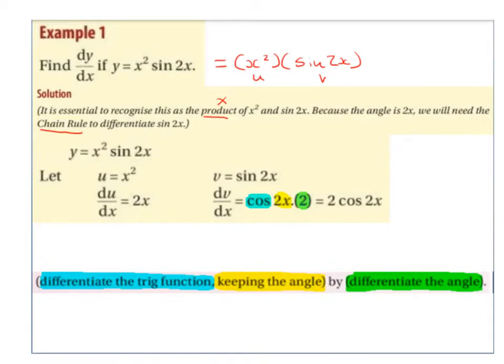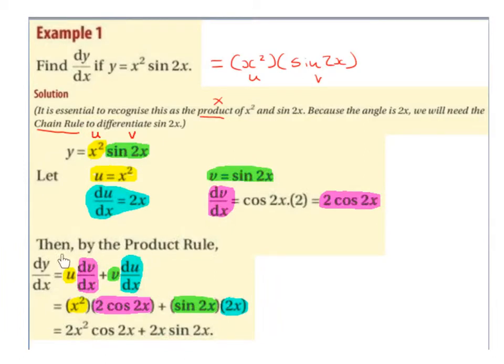We input our values into the product rule formula from our formula book. So here is our product rule. dy dx equals u multiplied by dv dx plus v multiplied by du dx. So u is x squared, dv dx is 2 cos 2x, plus v, which is sine 2x, multiplied by du dx, which is 2x. X squared multiplied by 2 cos 2x is 2x squared cos 2x. And sine 2x times 2x is 2x sine 2x.